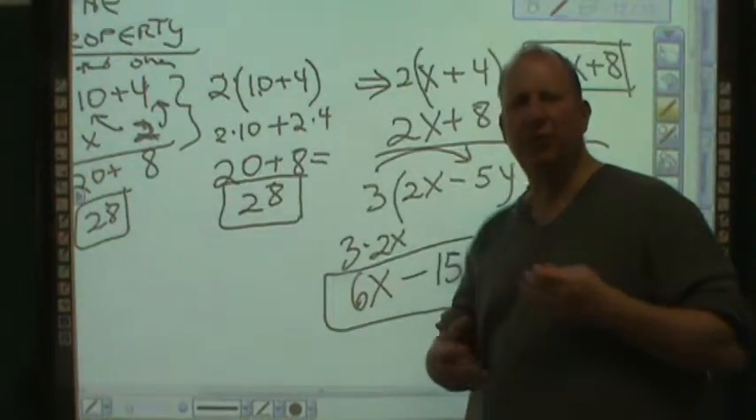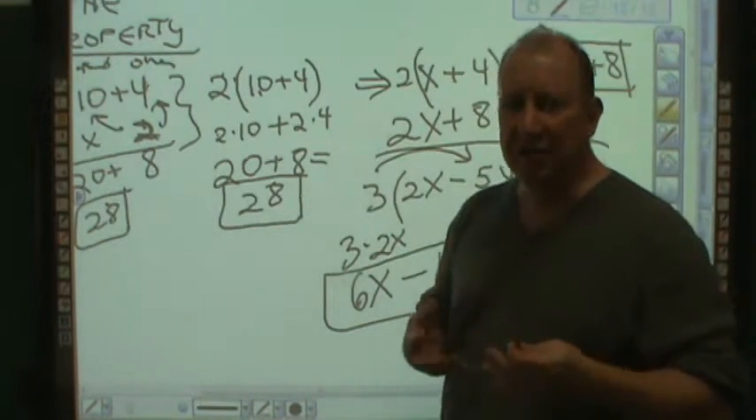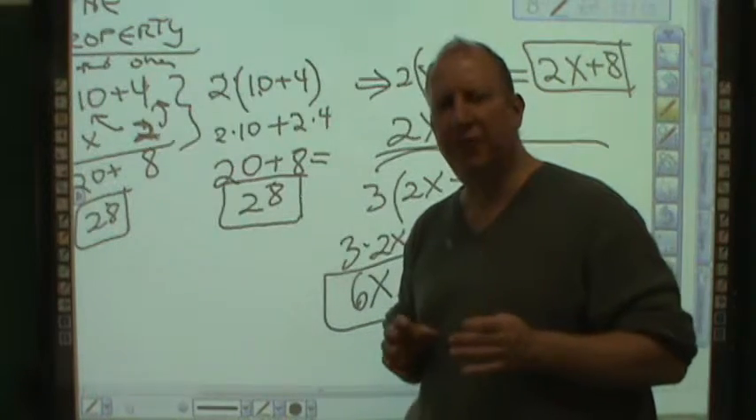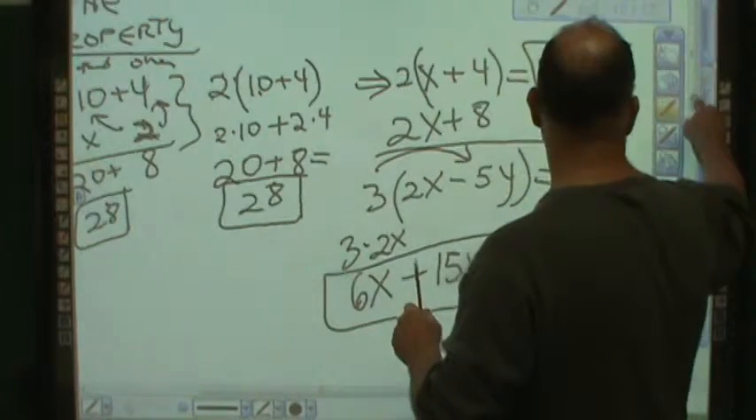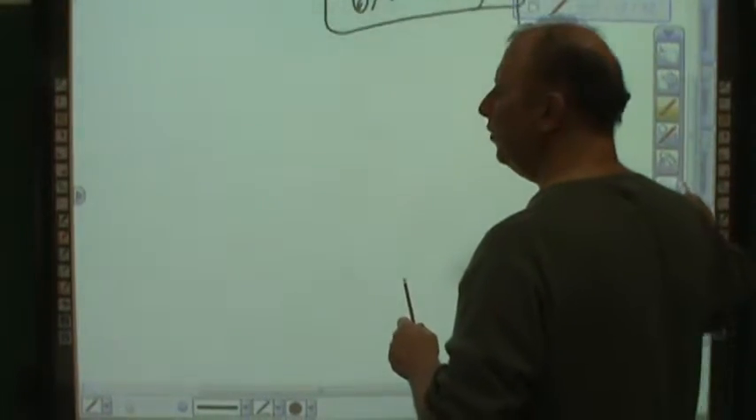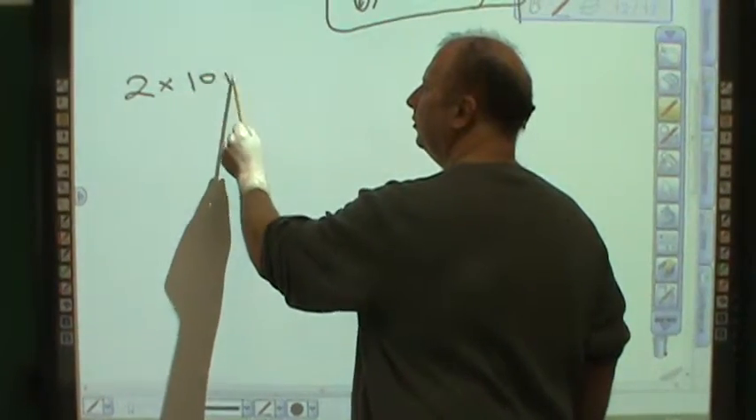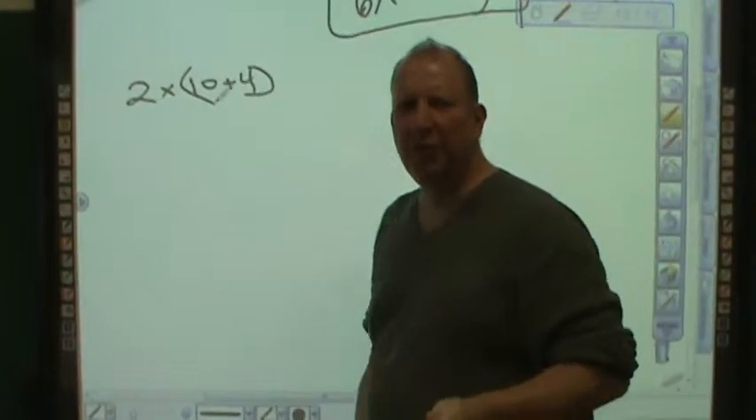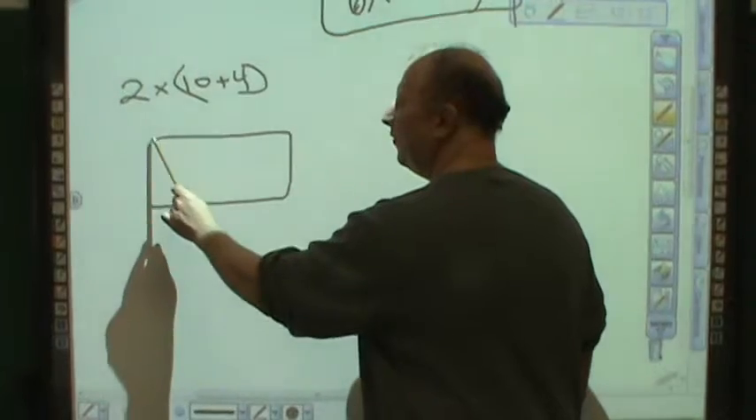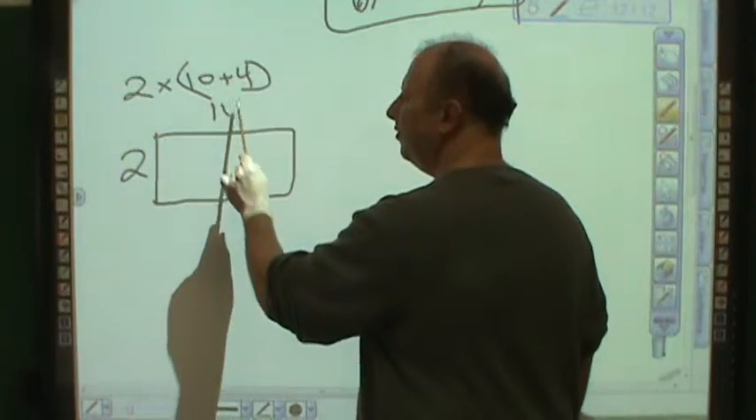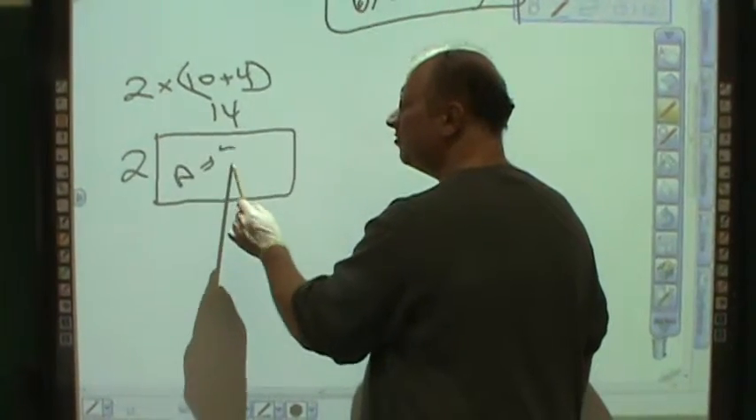Let's say some of you don't like the rules and you're having a little bit of a tougher time understanding this. And that's okay. Sometimes a visual way of understanding it may help. So that's what I'm going to do next. We already did 2 times 10 plus 4. But let me look at this as though we're looking at the area. If this is 2, and the length of that is 14, I know the area is 28.